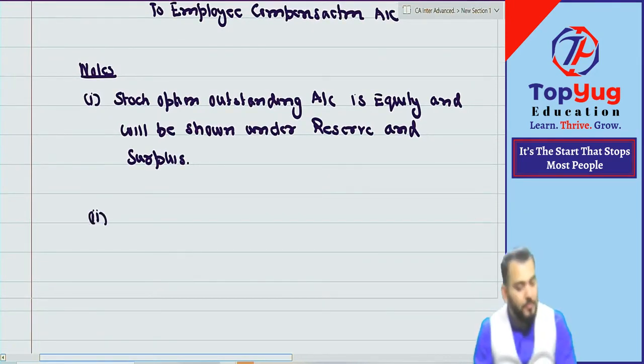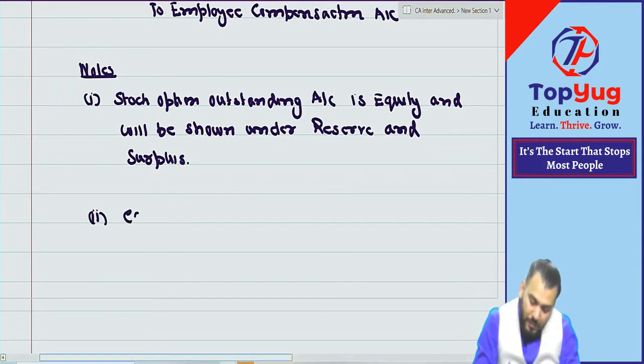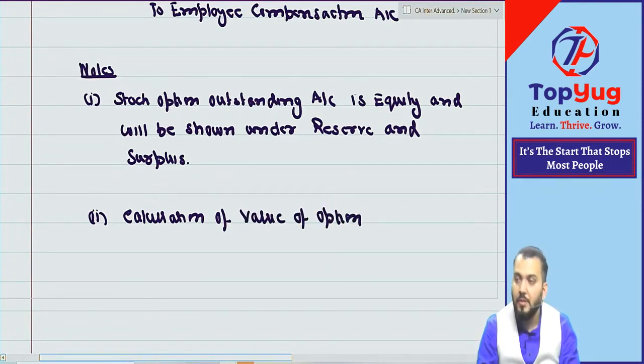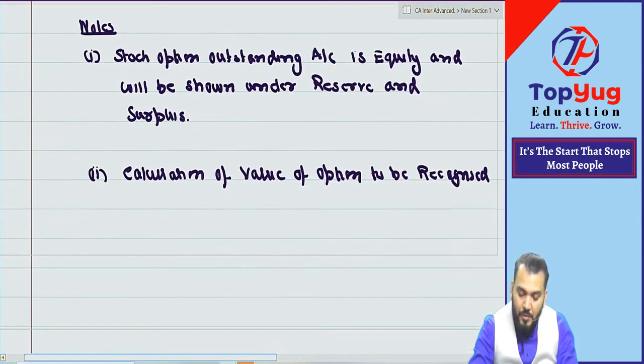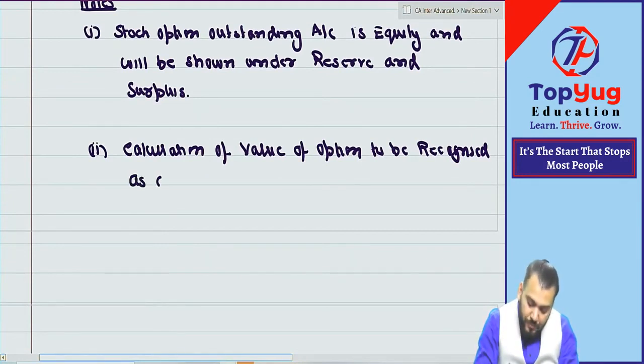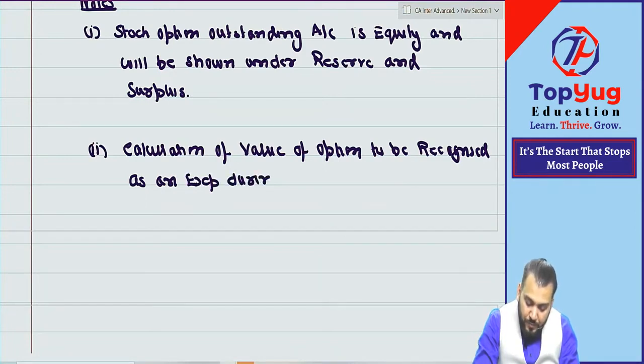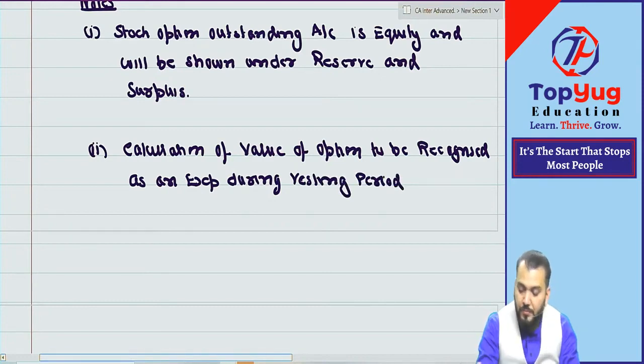Then point number 2, write down. Calculation of value of option to be recognized as an expense during the vesting period. During the vesting period. So how to calculate?